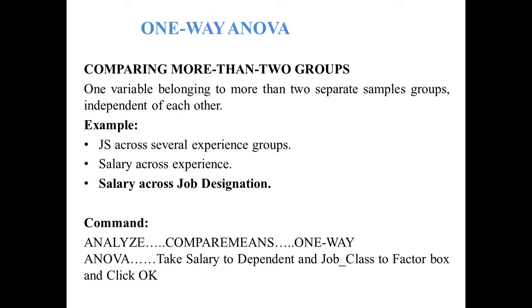Similarly, we can check the salary across the job designation. Means if we have three different levels of employees as far as job designation is concerned: low level, middle level and high level or top level. So we have three different job designations, the different job levels. So one-way ANOVA will let us know if the salary of the employee on the basis of the job designation is same or it is different. Today in this video we will consider the example of the salary across the job designation.